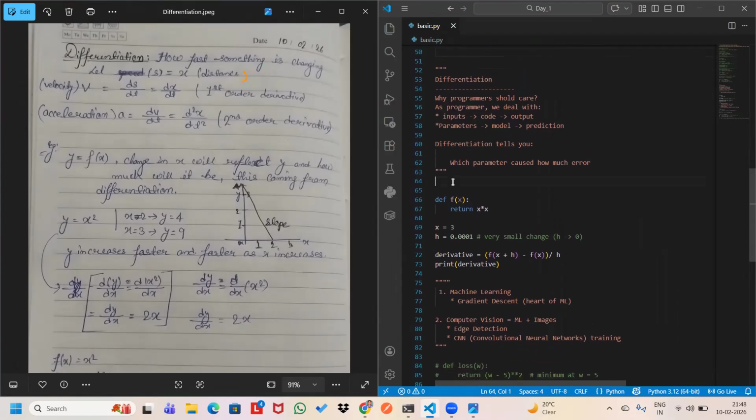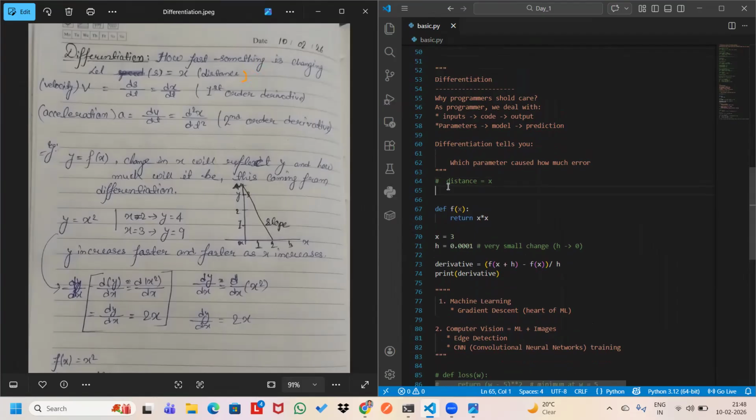Suppose I'm writing over here, I'm giving a comment line, and I'm writing that you have a distance of x. Your distance is x. So what would your speed be? Your speed would be x divided by t. What is t? x is your distance and t is time. That means in what time you are covering the same distance. So this will be your speed.